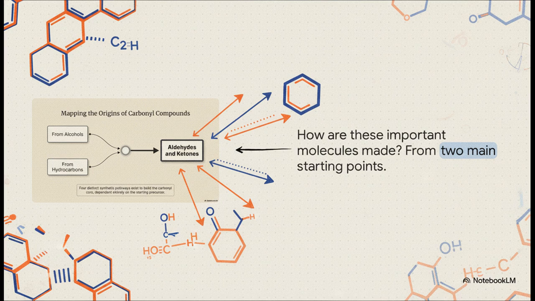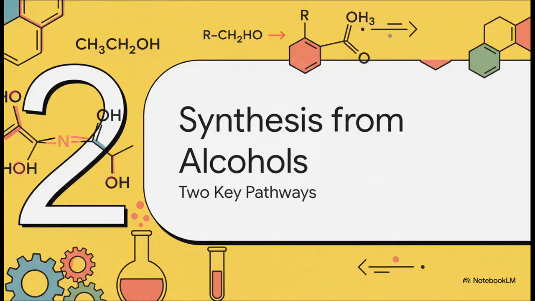Okay, so now that we get their structure and why they're so reactive, the next obvious question is, where do they come from? How do chemists actually make them? Well, if we zoom out a bit, there are two main types of starting materials we can use, alcohols and hydrocarbons. Let's kick things off with alcohols. This is probably one of the most common ways to make aldehydes and ketones, whether you're in a research lab or a giant industrial plant.